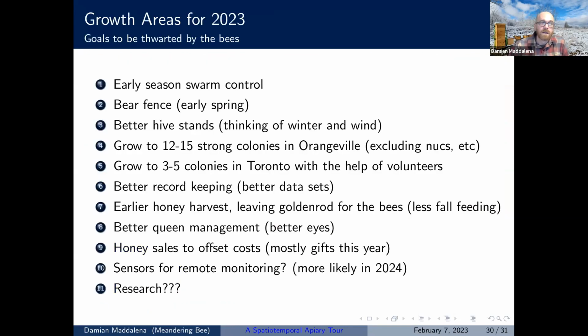So where am I headed now into 2023? It's a long list. I won't read it word for word. Obviously, with what I've learned over the years, I have a real keen eye on early season swarm control. I'm going to get into those hives as early as I can, make splits when I can, and look for any signs of swarming when I can.